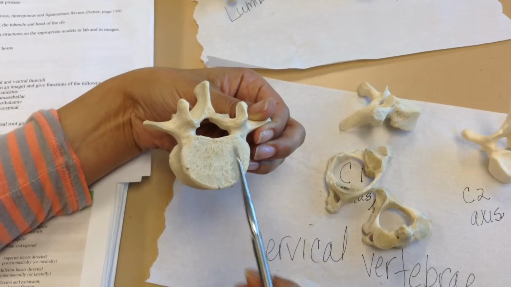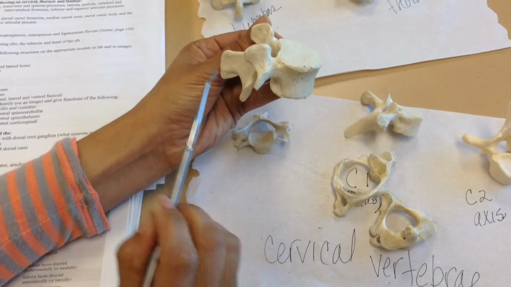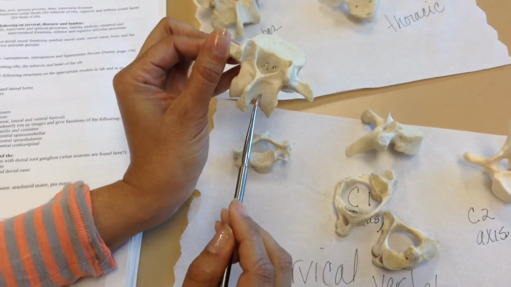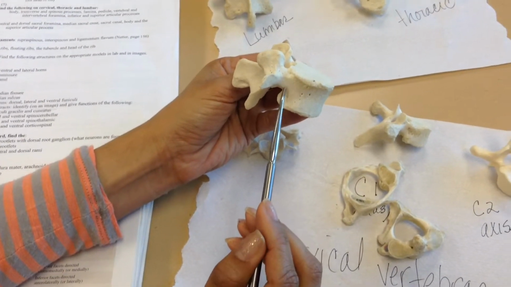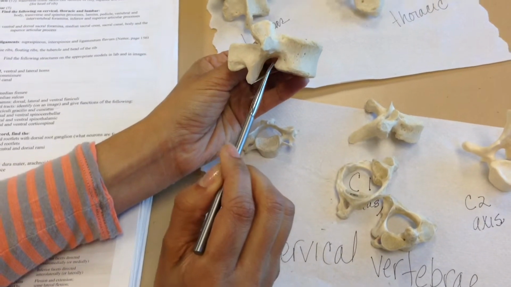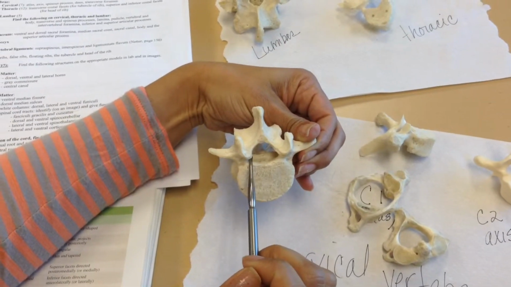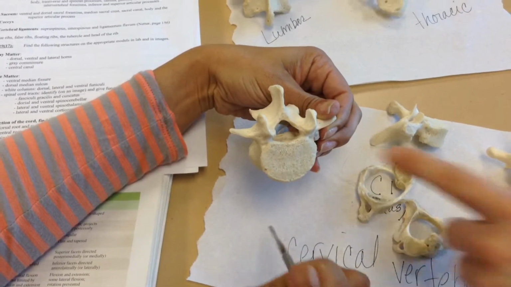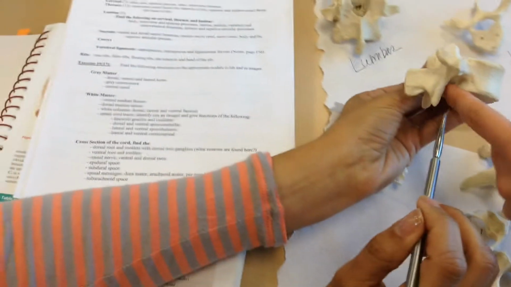Body. Transverse process. Spinous process. Lamina. Pedicle. Vertebral foramina. Intervertebral foramina. No, that's vertebral foramen. Intervertebral foramen is here.